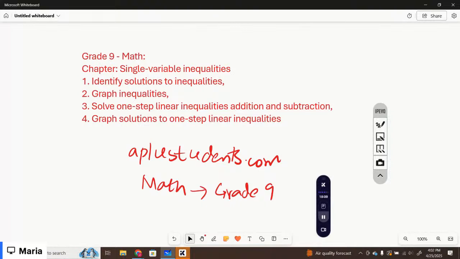We're going to start with the chapter single variable inequalities. The lessons we're going to cover today are identify solutions to inequalities, graph inequalities, solve one-step linear inequalities, addition and subtraction, and graph solution to one-step linear inequalities. So please make sure you have your notebook and pencil so that you can note down the important examples and definitions as well.